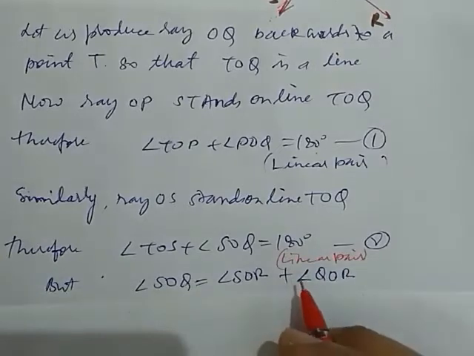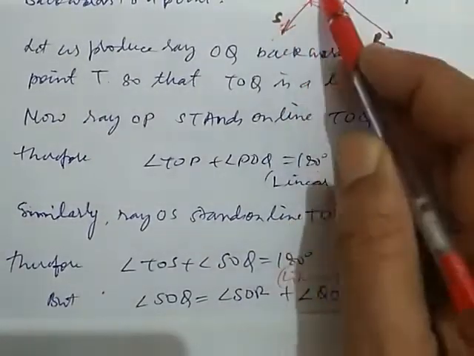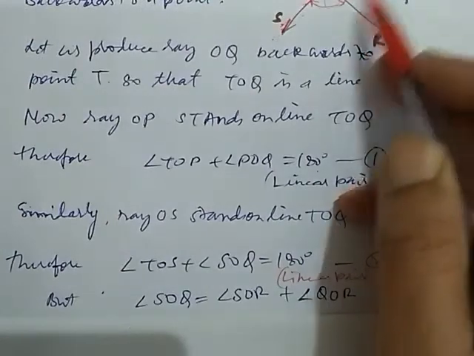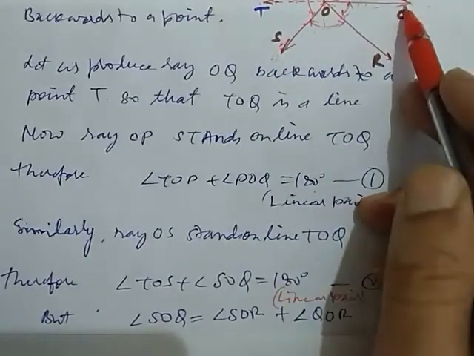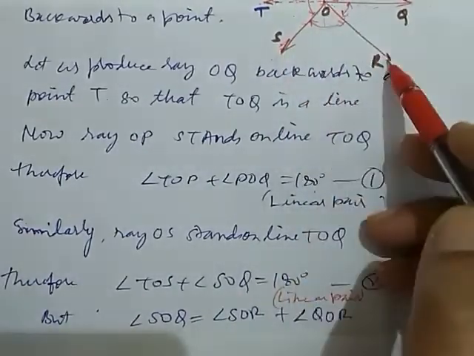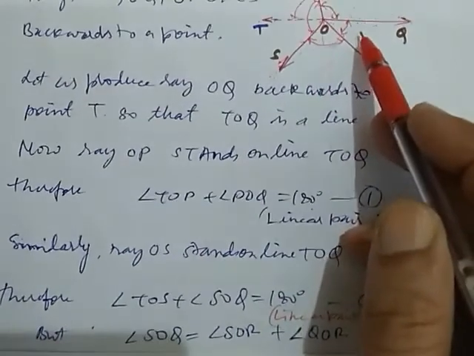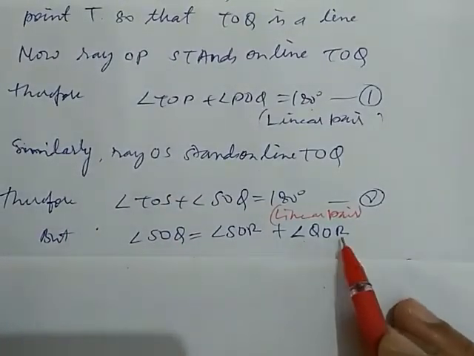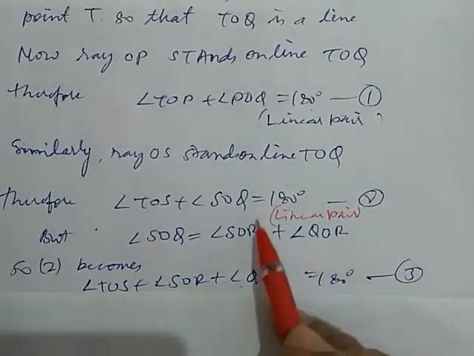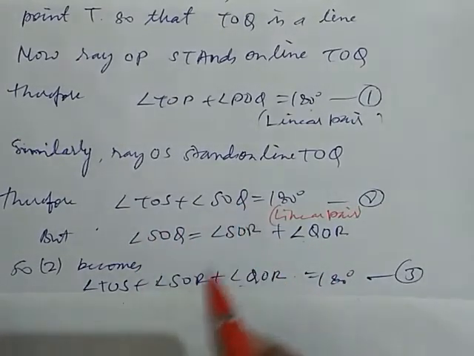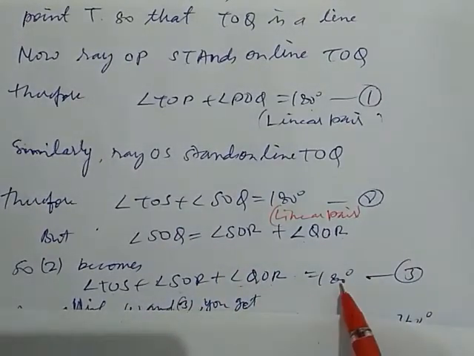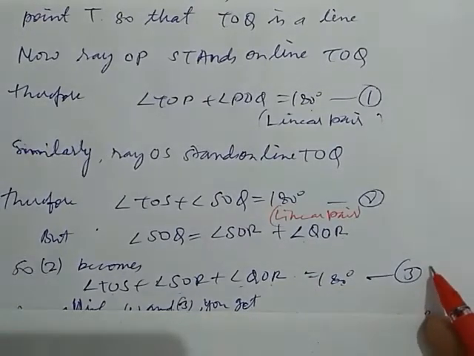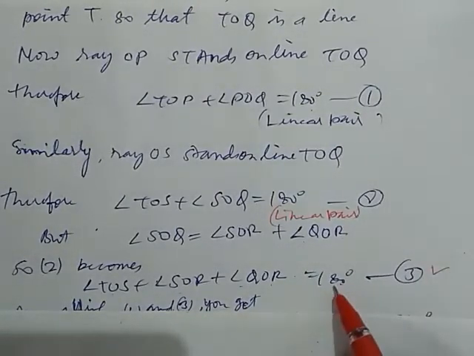Now here SOQ is the sum of these two angles. SOQ is the sum of SOR plus QOR. When we add SOR and QOR, we get SOQ. So we write angle SOQ equals angle SOR plus angle QOR. Now put the value of SOQ in the second equation. We get angle TOS plus angle SOR plus angle QOR equals 180 degrees. This is our third equation. This is 180 and this is also 180.